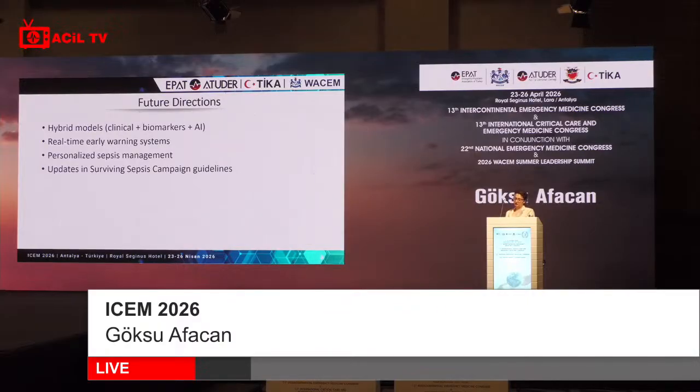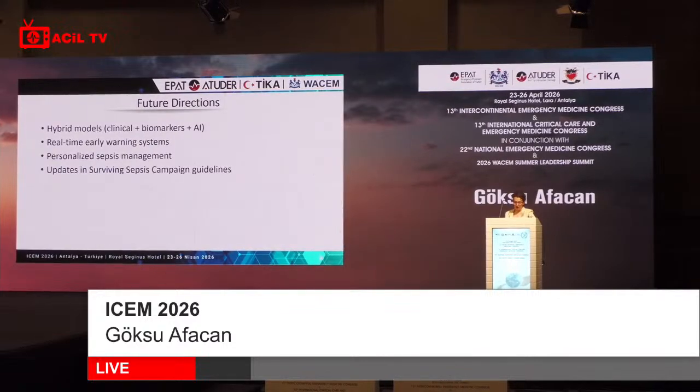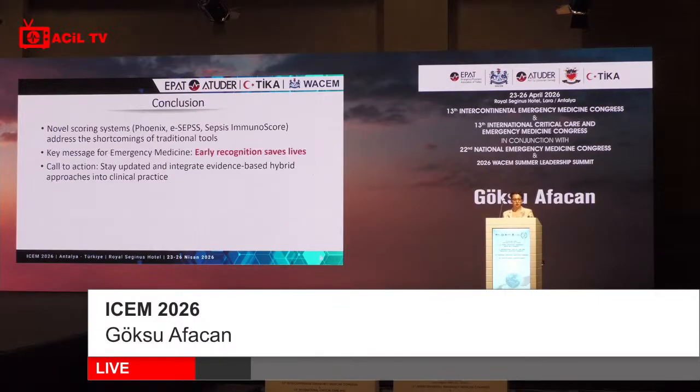Looking ahead, the future lies in hybrid models that intelligently combine clinical assessment, biomarkers, and artificial intelligence. We can expect more real-time early warning systems and an increasingly personalized approach to sepsis management. Updates to the Surviving Sepsis Campaign guidelines will likely continue to emphasize these evolving tools.